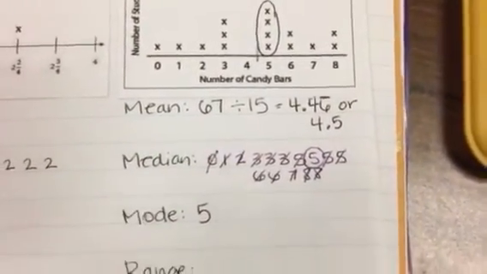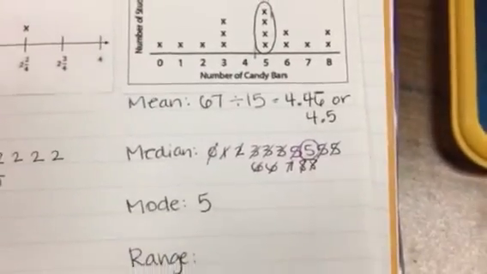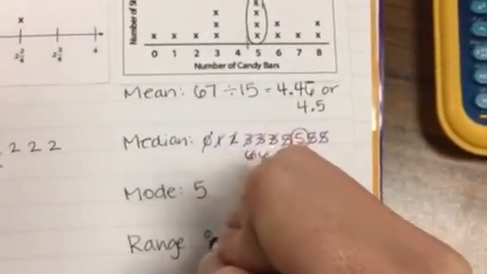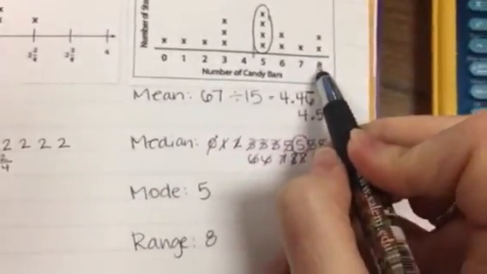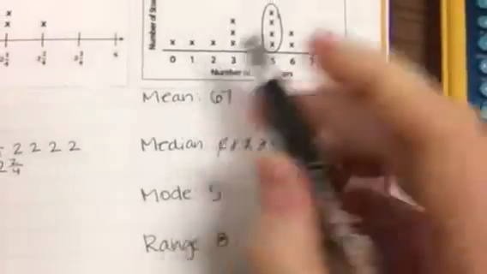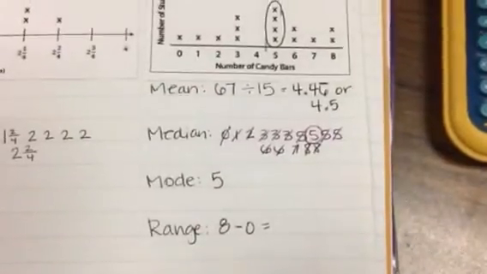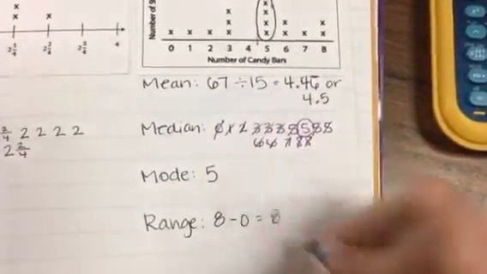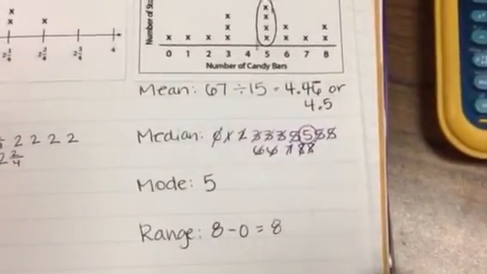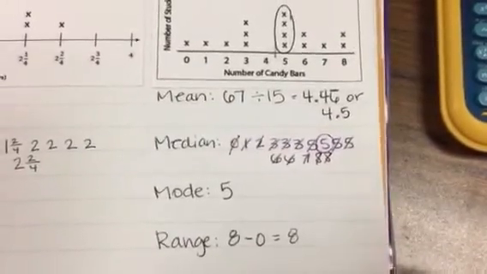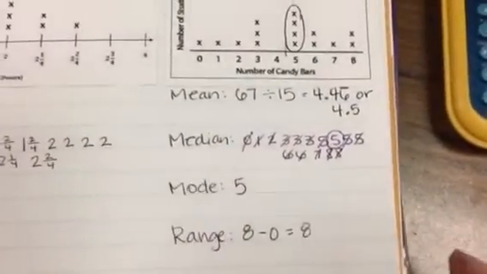And then the last one is the range. So to find the range, I determined the maximum number. The maximum was 8 candy bars. That was the most number of candy bars. And the minimum was 0. So if I want to know the range, I just do 8 minus 0. And that gives me a range of 8 candy bars. Okay, if you need to pause to fix that one, please do.